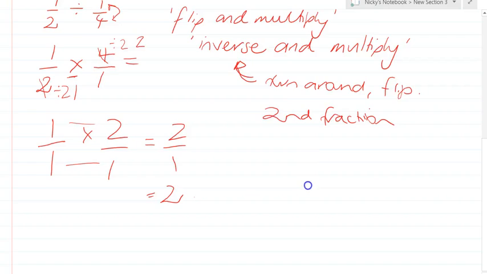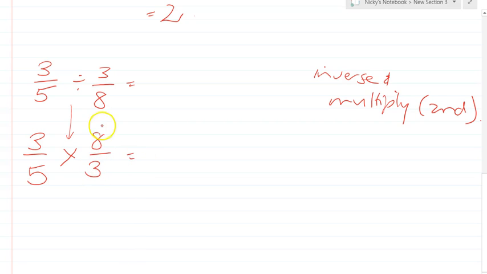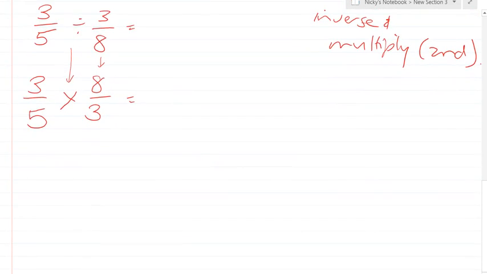Let's do another example. 3/5 divided by 3/8. We're going to inverse and multiply the second fraction. So our question now becomes 3/5, the same, multiply instead, and inverse or flip the second fraction. Now we use our skills that we know about multiplying fractions. Can we cancel any? Yes, we can.